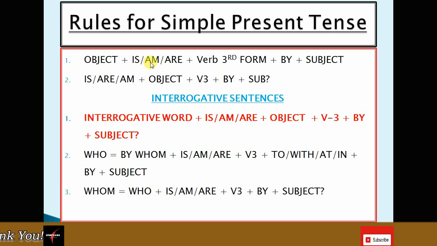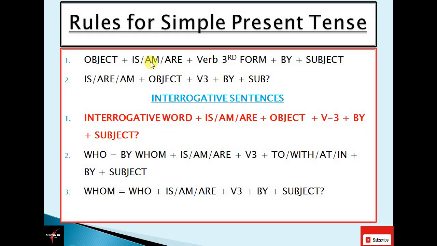Is is for singular, am is used with I, like I am. We never say I is or I are. And are is for plural sentences. And then verb third form plus by plus subject. Sometimes in place of by we use other prepositions also, like I told you already: to, with, at or in. For the time being let us learn only assertive sentences, sentences ending with a full stop. Please write down all the rules. You can pause the video. We'll move on to the next slide.